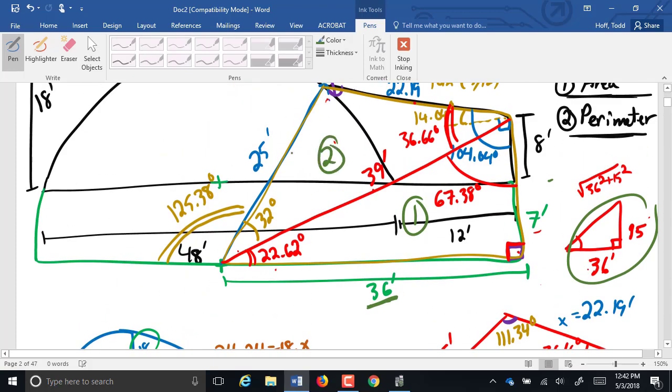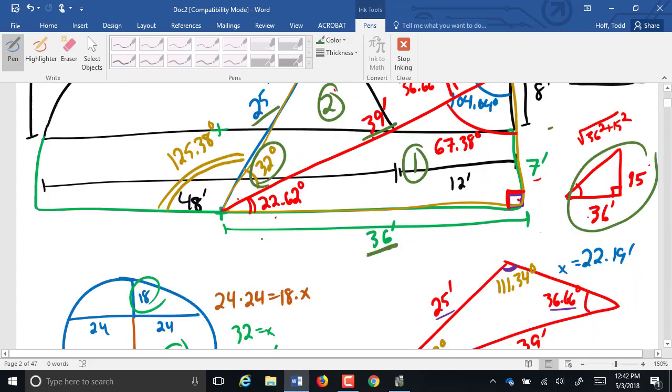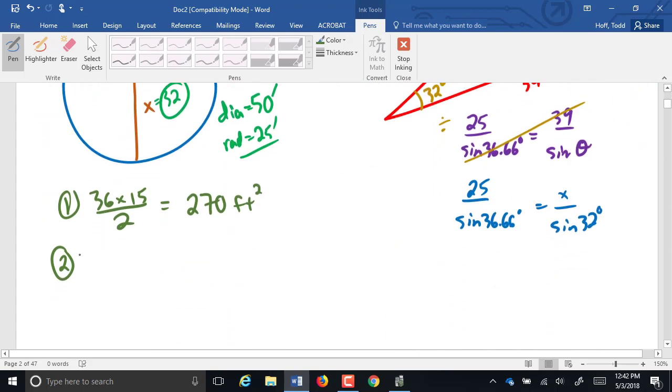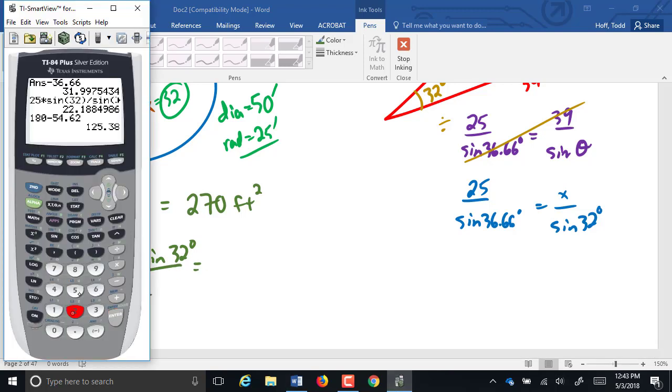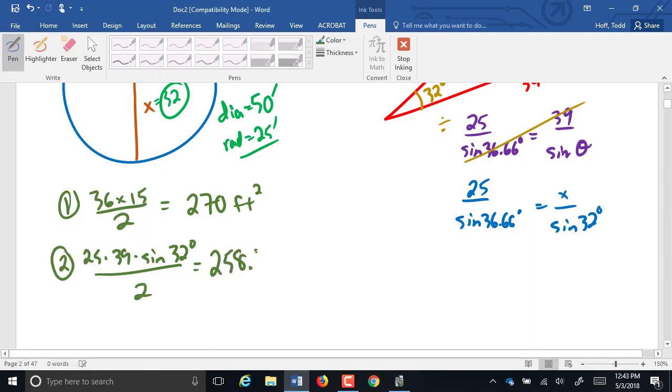Piece 2, I'm going to use this side, and that angle. This goes back to what we learned a couple weeks ago. That is going to be 25 times 39 times the sine of 32 degrees, over 2. That gives 258.34 square feet. So there's two pieces.